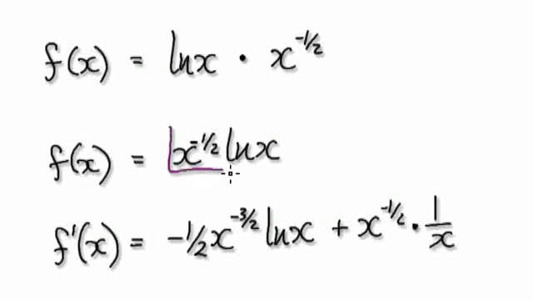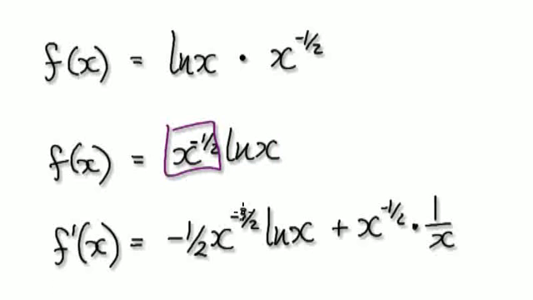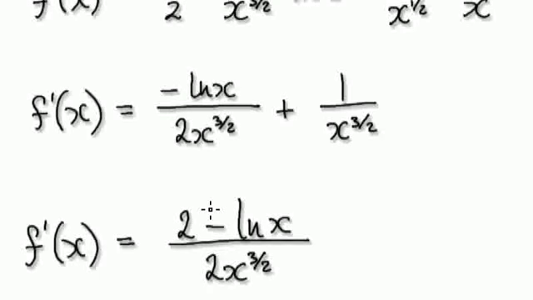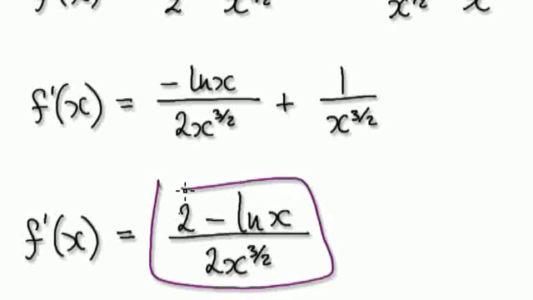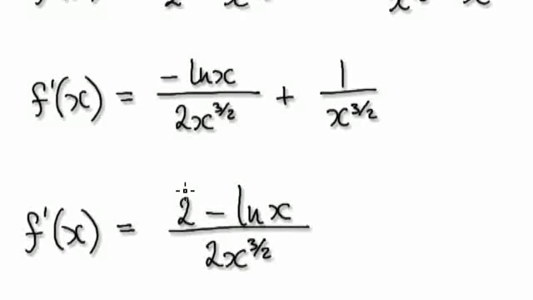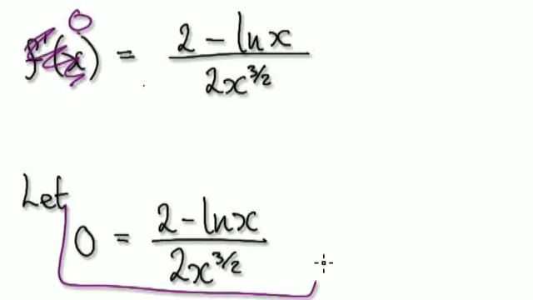So now differentiate this. Here you've got one block multiplying another block, so you've got to use the product rule: differentiate this, leave this the same, and then leave this the same, differentiate this. And then f prime equals this thing here. So you've got to say to yourself, when will the gradient of the graph be 0? So let's make this equal to 0.